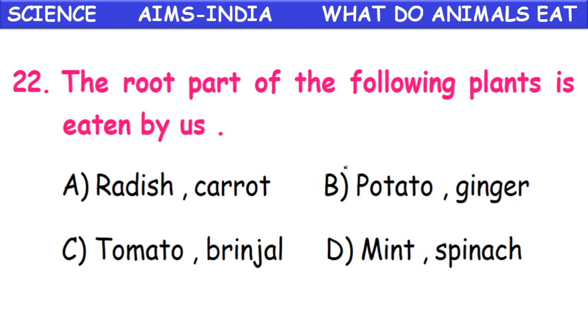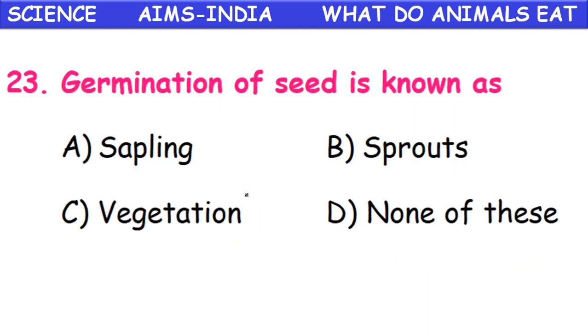The root part of the following plants is eaten by us: radish, carrot, potato, ginger, tomato, brinjal, mint, spinach. You can analyze. Mint and spinach are leaves, tomato and brinjal are fruits, potato and ginger are stems, radish and carrot are the roots which we eat. Radish is white in color, carrot is orange.